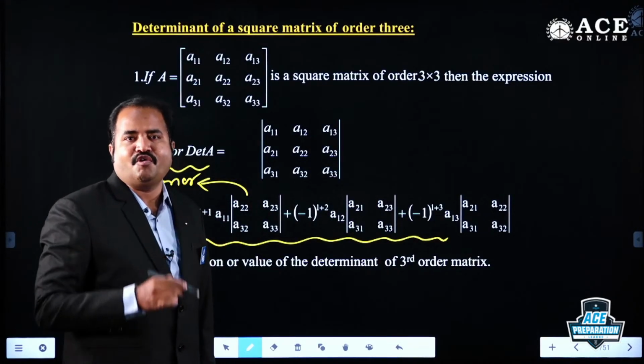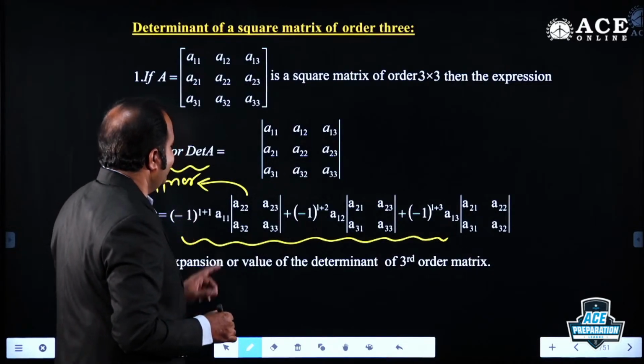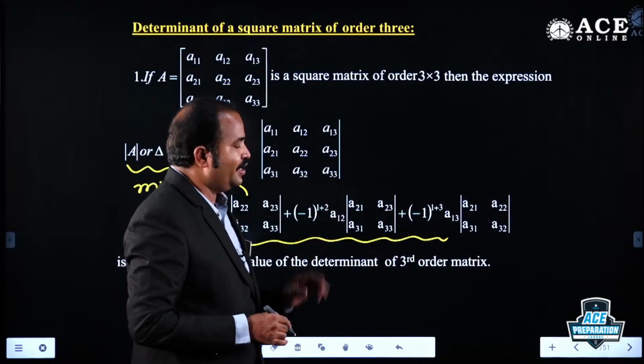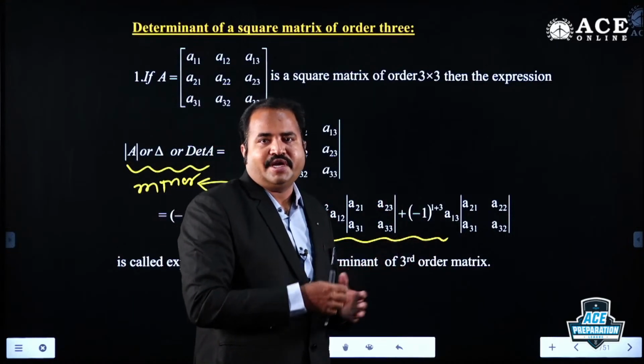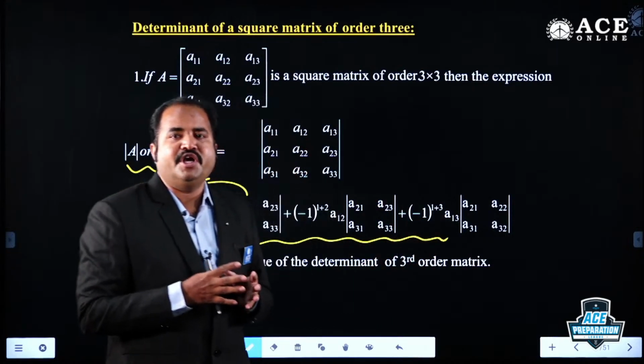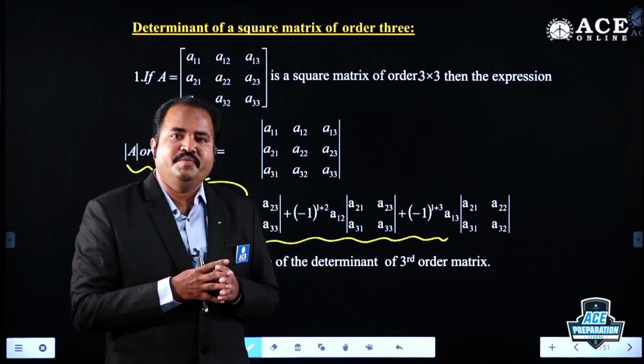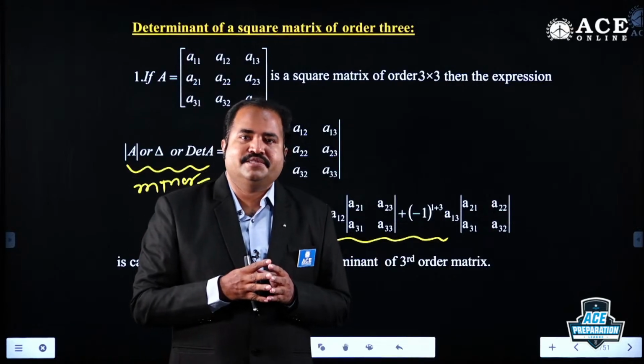That is minus 1 whole power 1 plus 1. So it is called the cofactor. So A11 into its cofactor plus A12 into its cofactor plus A13 into its cofactor. So can we say that the determinant of a matrix is nothing but the sum of the product of any row or column elements and the corresponding cofactors. Okay.